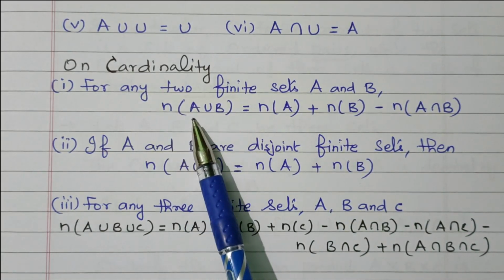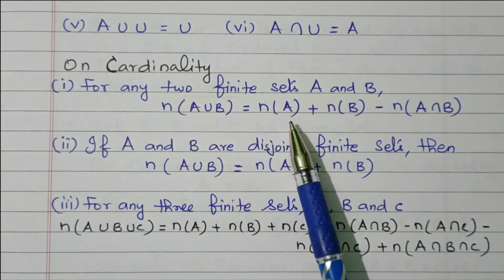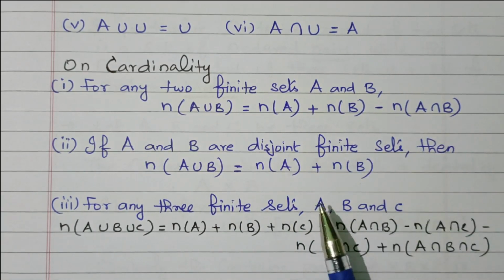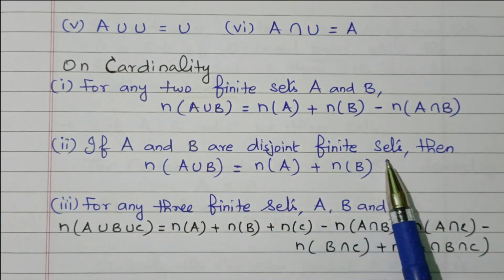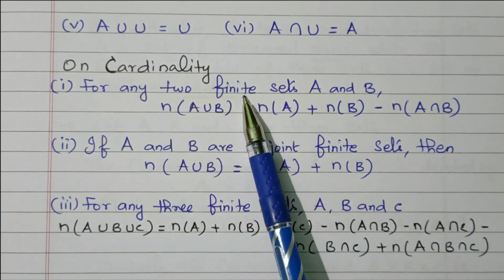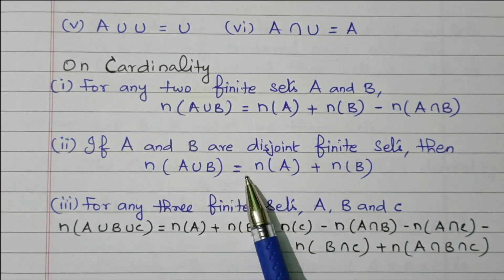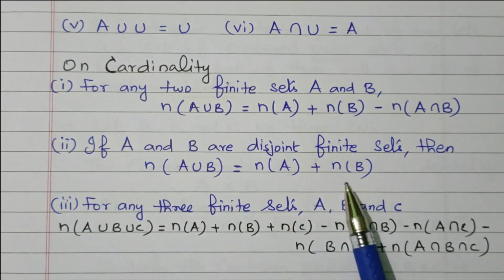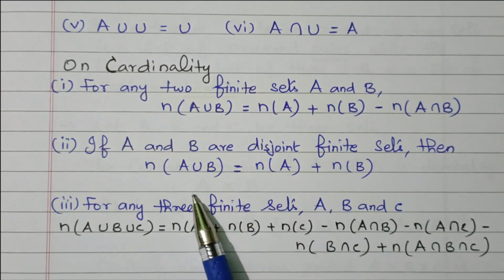Number of elements in A union B means n of A plus n of B minus n of A intersect B. If A and B are disjoint finite sets, then n of A union B equal to n of A plus n of B. For finite sets in general we are subtracting; for disjoint, we are not subtracting. n of A plus n of B.